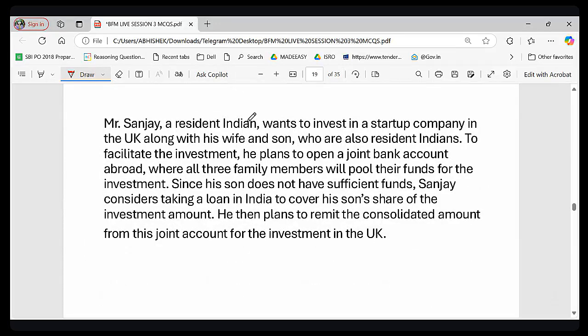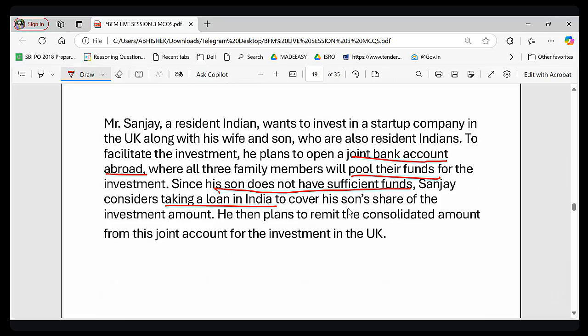Now the question is, Mr. Sanjay, a resident Indian, wants to invest in a startup company in UK along with his wife and son. To facilitate this, they plan to open a joint bank account abroad and pool their fund. Since his son does not have sufficient fund, Mr. Sanjay considered taking a loan in India to cover his son's share.